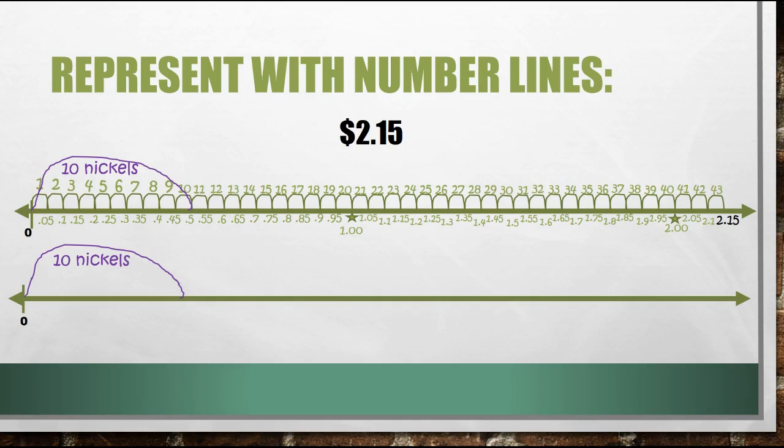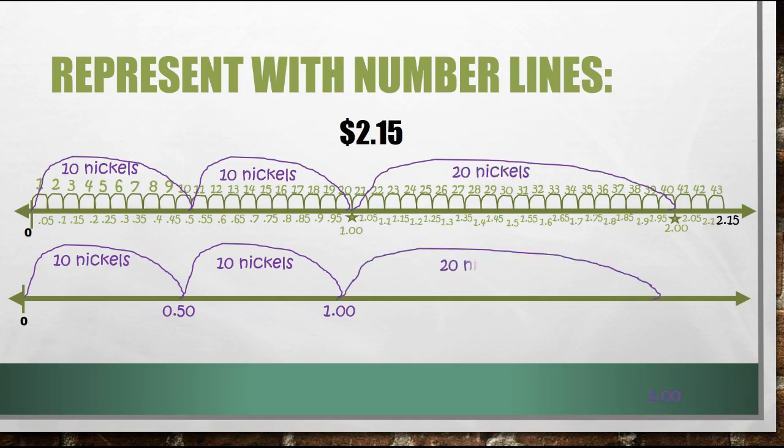We can use one jump to represent 10 nickels, and we record what we land on as 50 cents. Then we can jump 10 more nickels, and we're on $1. Since it took me 10 plus 10 nickels to get to $1, I know that 10 plus 10 is 20, so it takes 20 nickels to make $1. So if I go another 20 nickels, I'll land at $2.